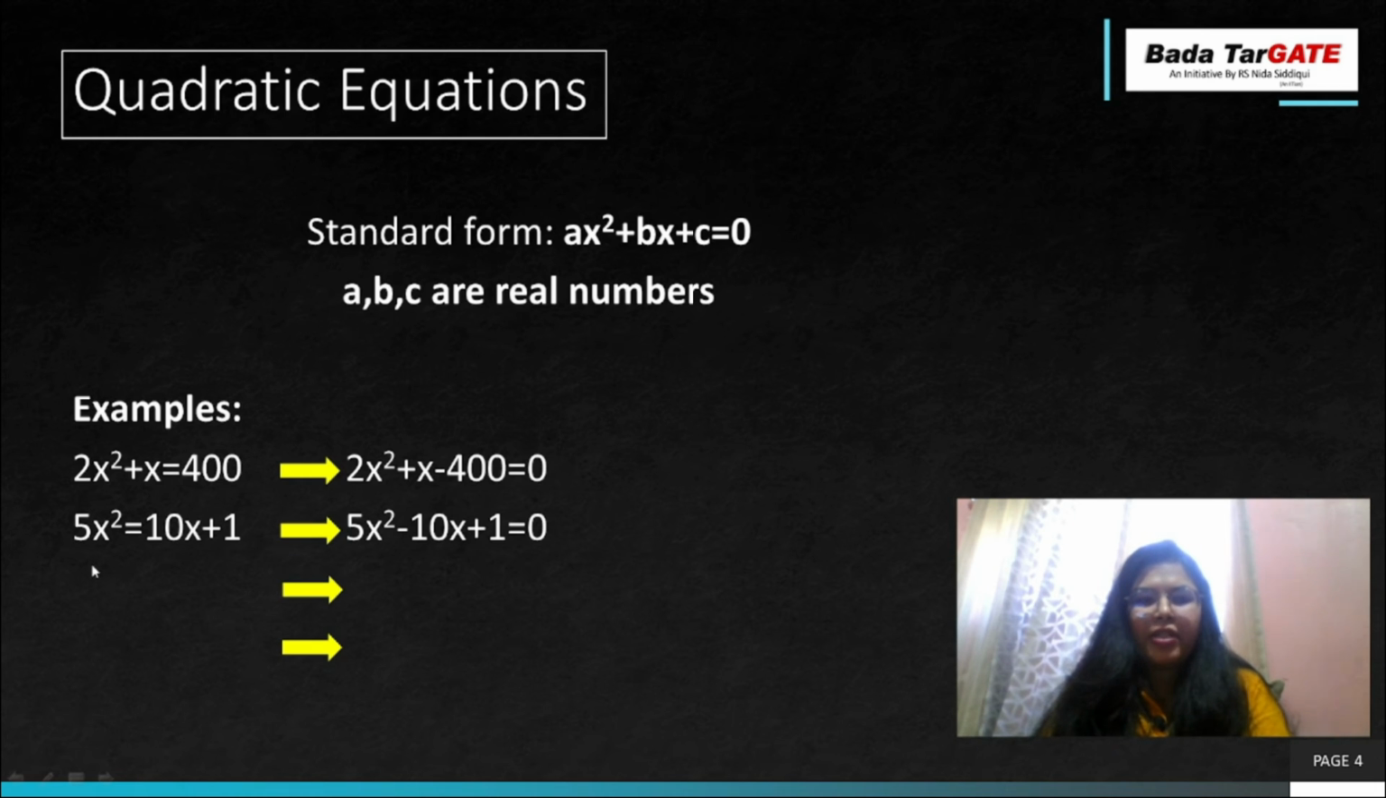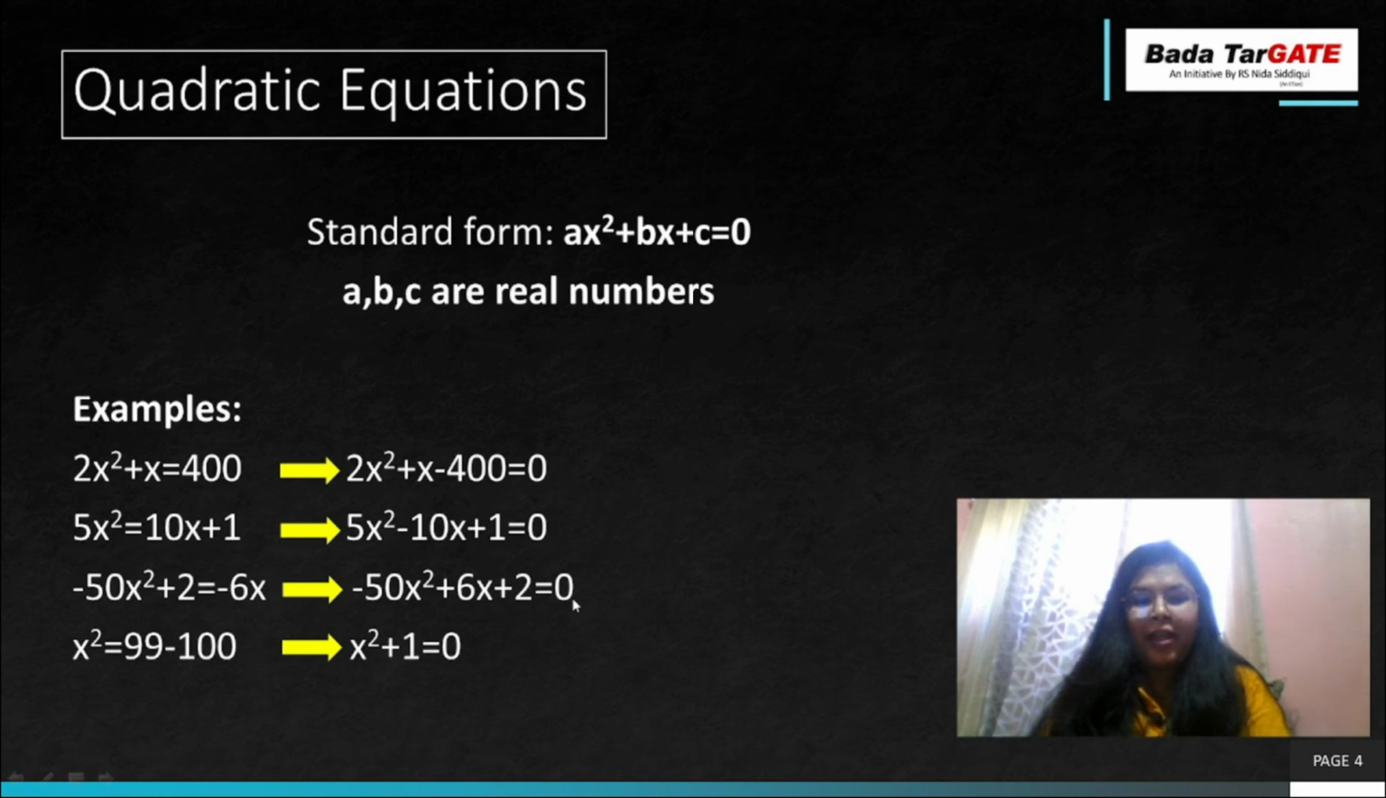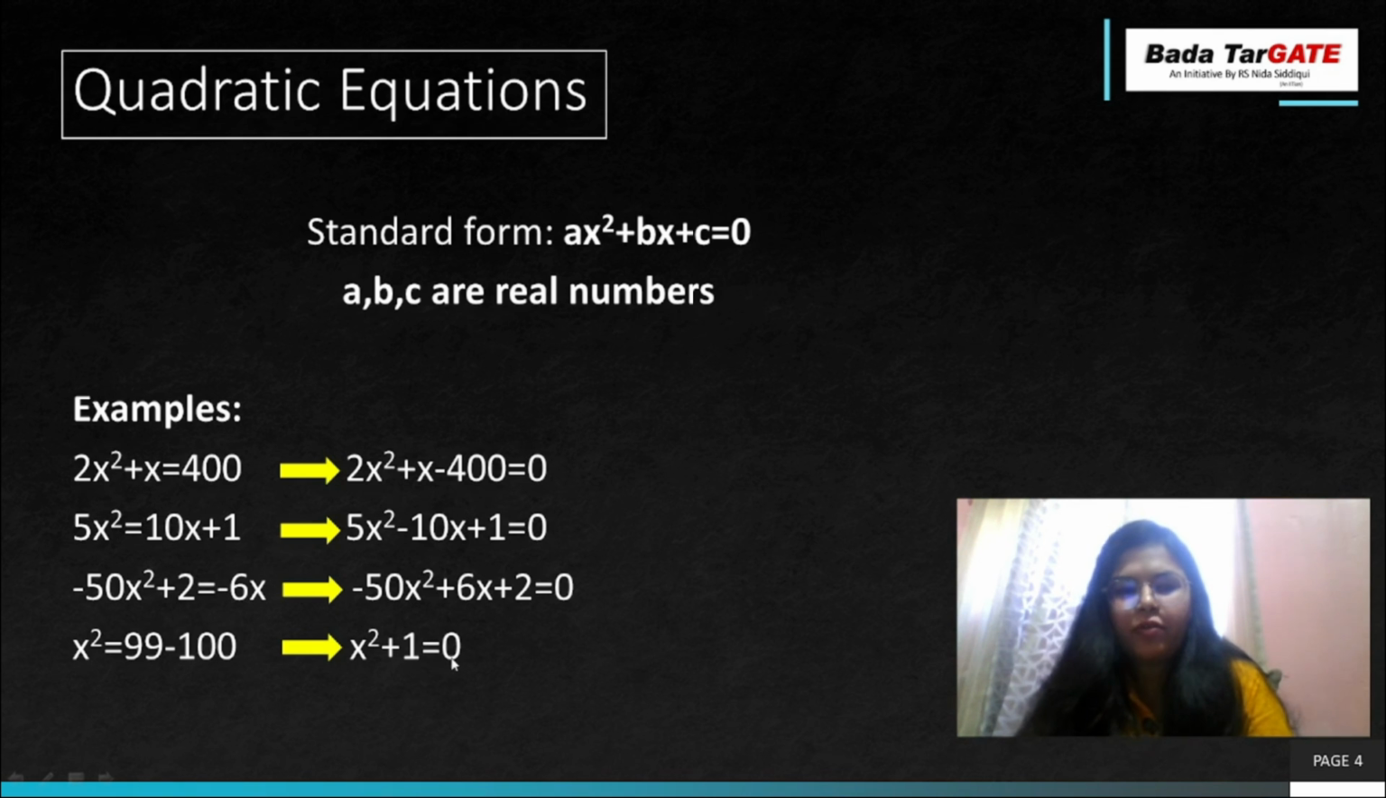The second equation, we have 5x square is equal to 10x plus 1, in which if we put this term over here, it becomes the standard form. Similarly, we have minus 50x square plus 2 is equal to minus 6x. If we put 6x from the right hand side towards the left hand side, we get the standard form of this quadratic equation. Then we have x square equals 99 minus 100. If we do this, what will be? Minus 1 over here, then it comes over to the left hand side. What does it become? x square plus 1 is equal to 0.